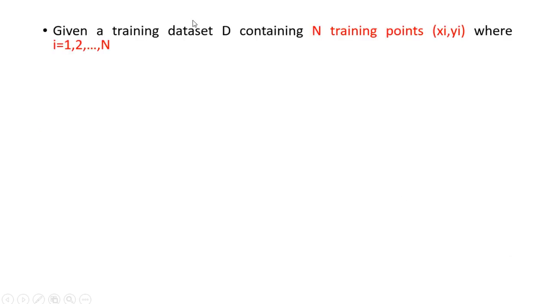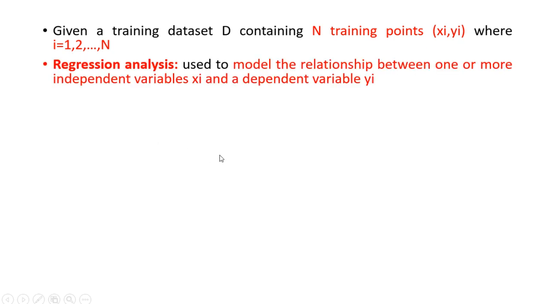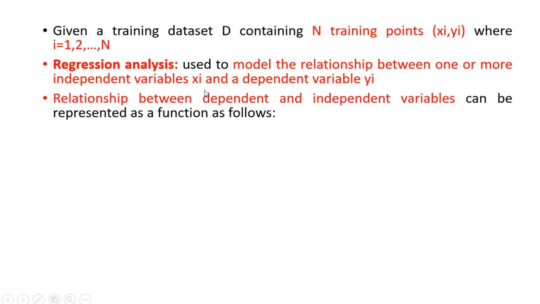So let's say I have a training data set D which contains n training points. Let's say the training points are xi and yi, where i can take values from 1 up to n. Now regression analysis is used to model the relationship between the independent variables xi and the dependent variable yi. So xi is an independent variable. It's going to be the input which is available in your training data set, and yi is a dependent variable because the value of y depends upon x.